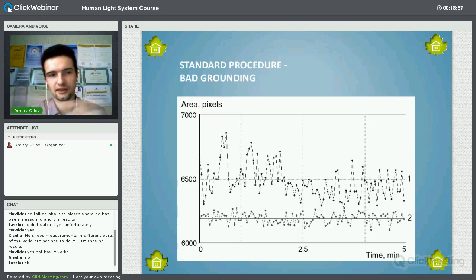So the basic recommendation is that if you're working in the room where there are a lot of different sources of electromagnetic field, it's better to ground the device. You will have more stable results. If it's not possible, then okay, the deviation of yours will be a little bit higher.